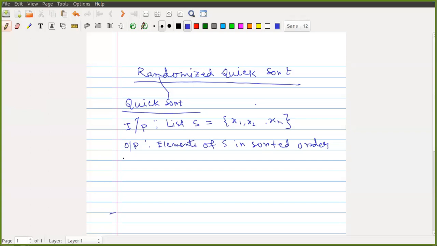So let us first recall what the algorithm is. More or less the algorithm is this: if the cardinality of S is equal to 1, you return S. Just give me a few moments, let me write it, then I'll explain it.